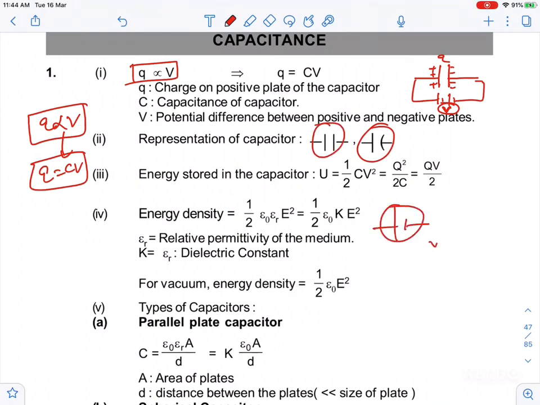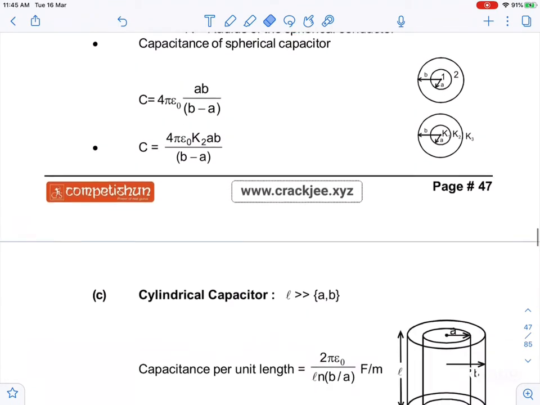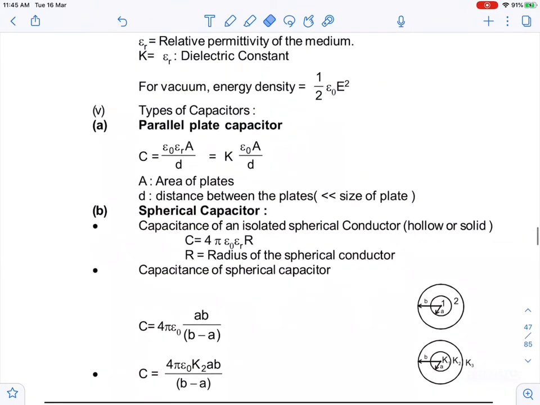The representation of a capacitor is either this representation or this. You cannot draw it like this; this is not a capacitor, this is a voltage source. The plates are equal in size. And if it is twisted like this, this is also a capacitor. Now what types of capacitors do you have to study? There are three types of capacitor in your syllabus: parallel plate capacitor, spherical capacitor, and cylindrical capacitor.